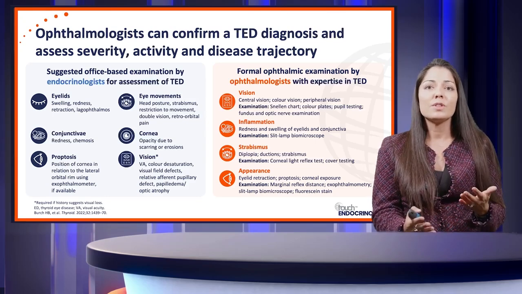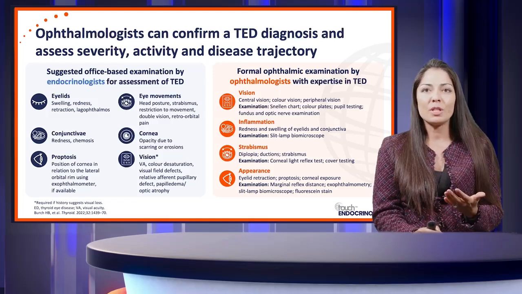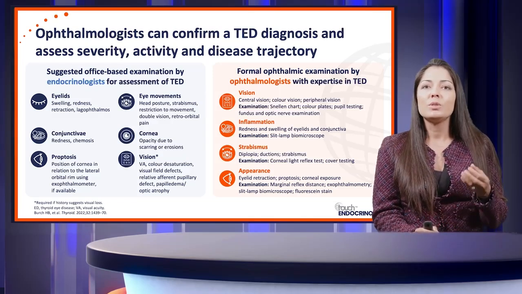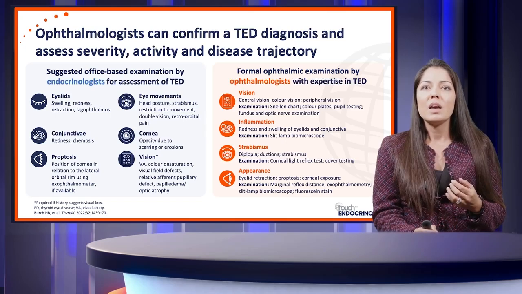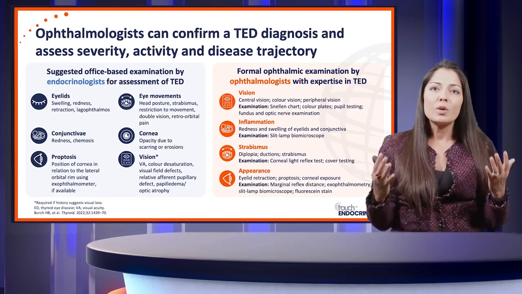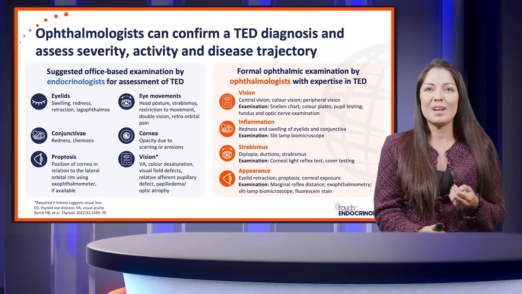And if there's any concern for thyroid eye disease, you can send to an ophthalmologist who will do a complete ophthalmologic evaluation, including checking their vision, their adnexa, the movement of their eyes, and looking at the periorbital and orbital structures. That leads us to our panel discussion. We're going to talk about the process for screening and diagnosing thyroid eye disease.